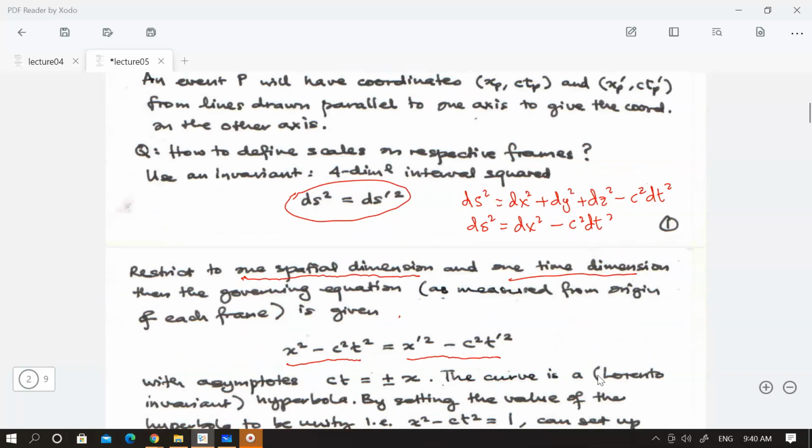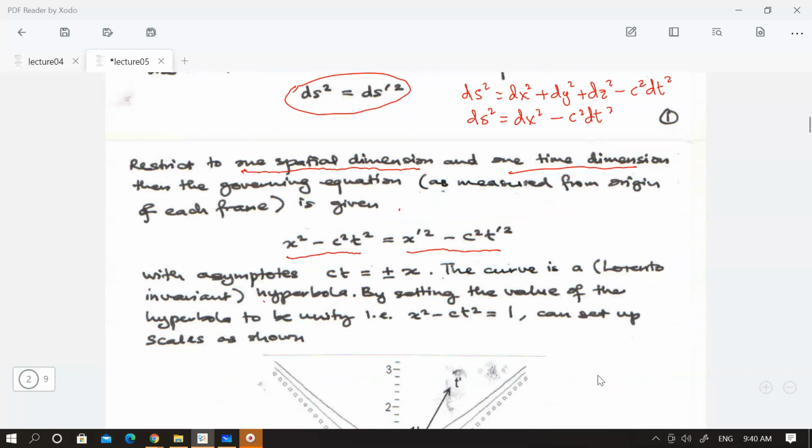So that essentially is an equation of a hyperbola. If you take the square root of this, then you find that your time coordinate is related to your x coordinate by this particular relation. This is the quadratic equation, but for the asymptote, you equate x squared minus c squared t squared to 0. That will give you the asymptote ct equals plus or minus x. So it's the equation of a hyperbola in the O frame and also in the O dash frame. So that doesn't change.